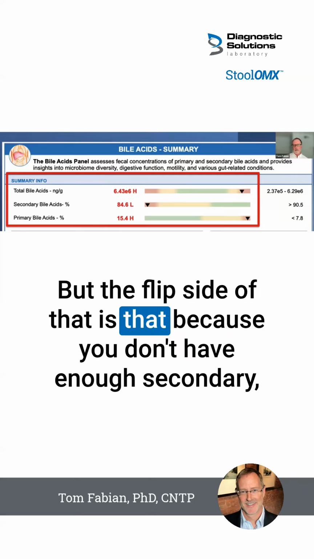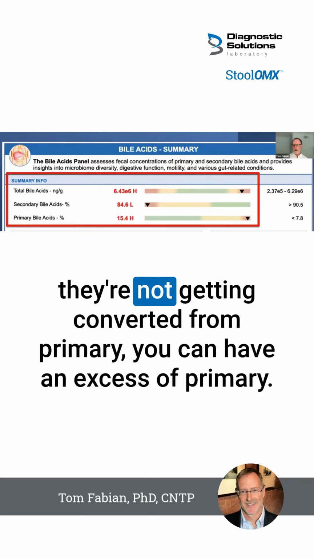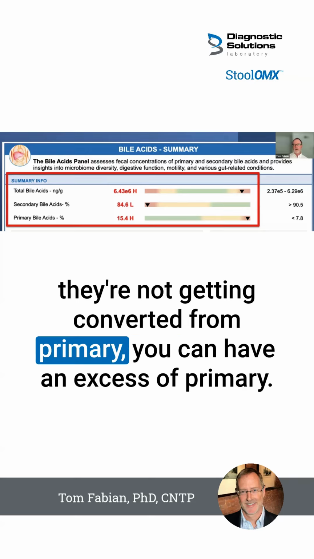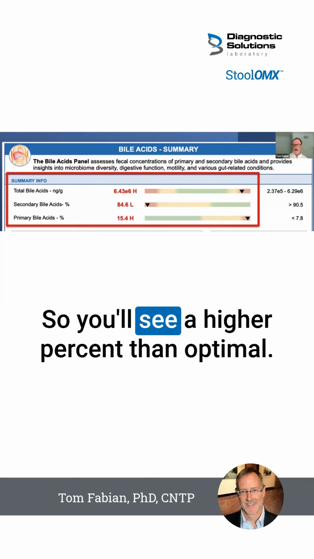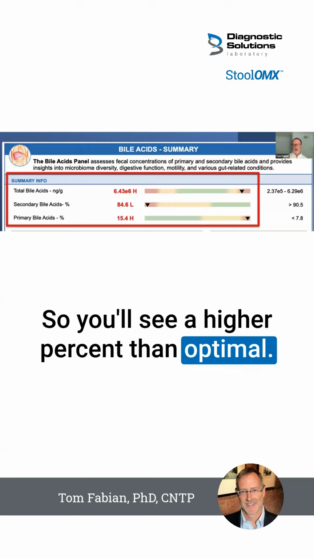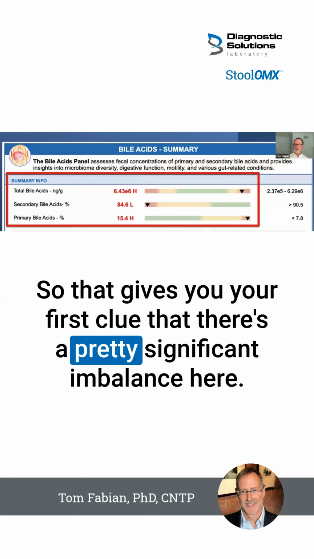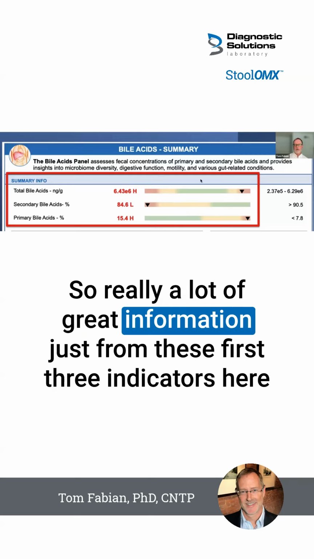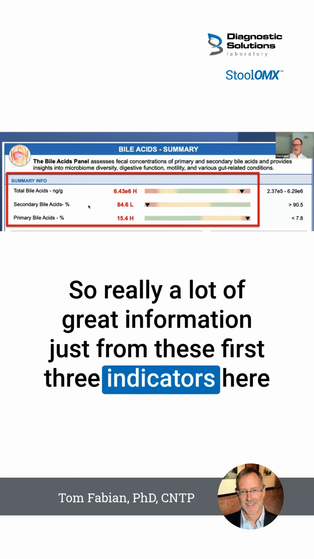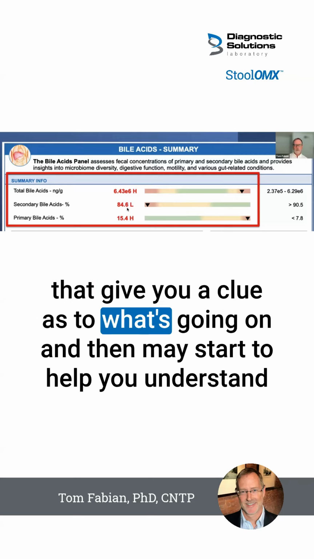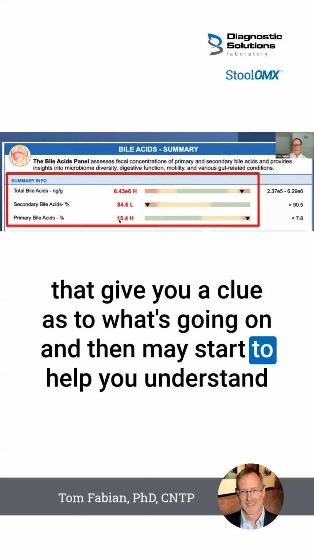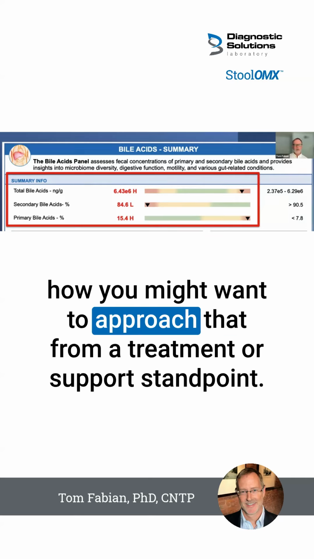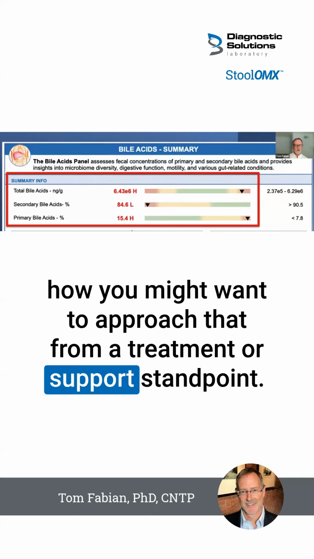The flip side of that is that because you don't have enough secondary, they're not getting converted from primary, you can have an excess of primary. So you'll see a higher percent than optimal. So that gives you your first clue that there's a pretty significant imbalance here. So really a lot of great information just from these first three indicators here that give you a clue as to what's going on, and then may start to help you understand how you might want to approach that from a treatment or support standpoint.